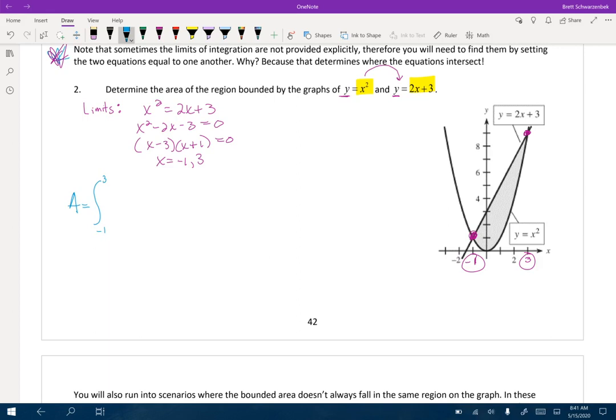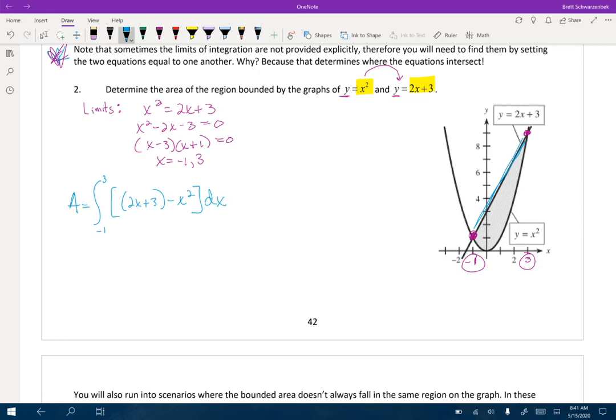What do we start with? We start with the upper equation. The upper equation is the line. The line is on top of the area. So that is going to be 2x plus 3. Then we subtract the lower equation, which is x squared, and we do that in terms of x, dx.